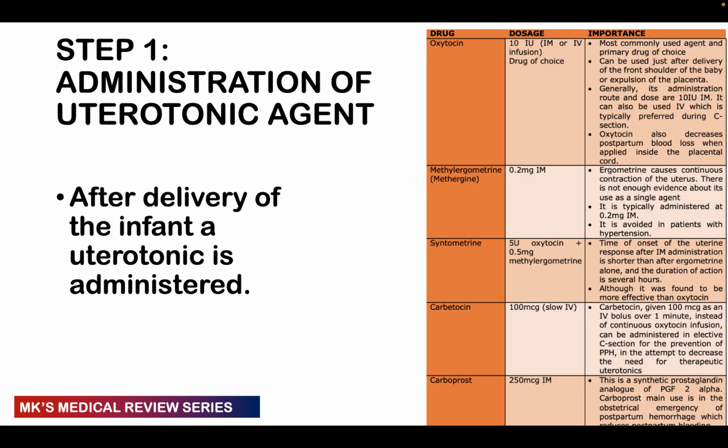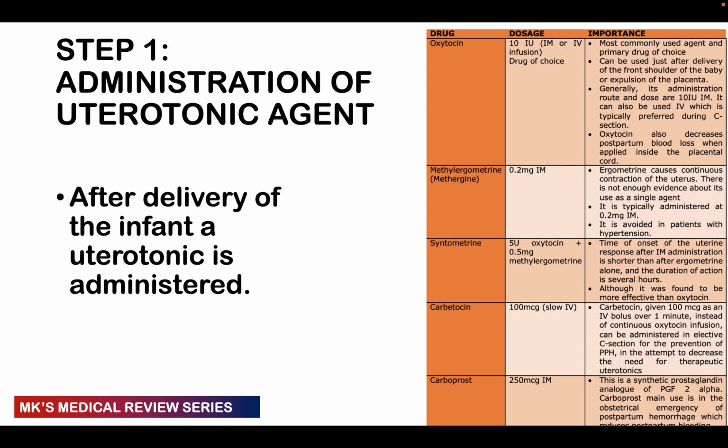So step 1 is administration of the uterotonic agent, which can be given after delivery of the infant. Please make sure that there is no second twin, because if you give a uterotonic and there's a second twin, then the second twin will be trapped on the inside, and you will want to take this patient to theater.